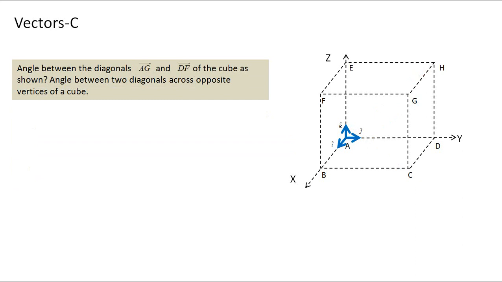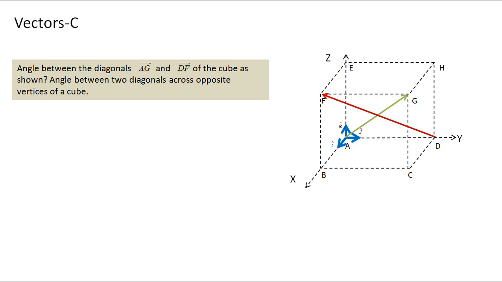If you have to visualize, imagine that you have a cubical box. So you keep one rod across two opposite vertices and another rod across another pair of opposite vertices. What will be the angle between the two rods? That's what we need to find. We will draw this one. The one is across A and G, another is across D and F.